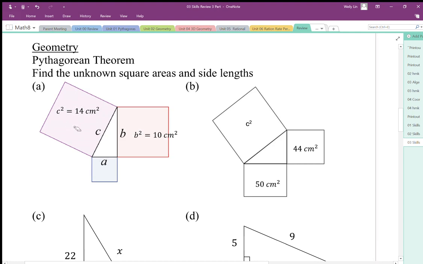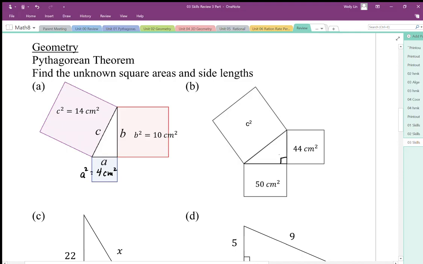So if this is 14 squares that make up this area, and 10 squares that make up this area, the small square must be 4 centimeters squared. So a squared in this case must be 4 centimeters squared. That makes this length a = 2, this length here becomes root 14, and this length here becomes root 10. So the relationship is about the three areas, the three squares.